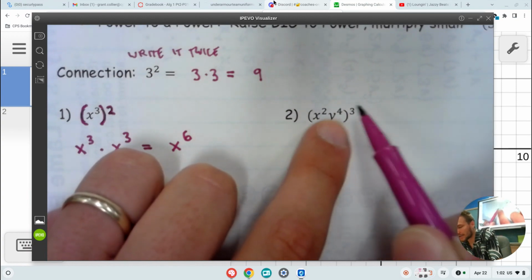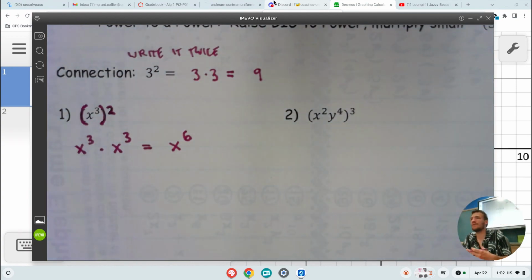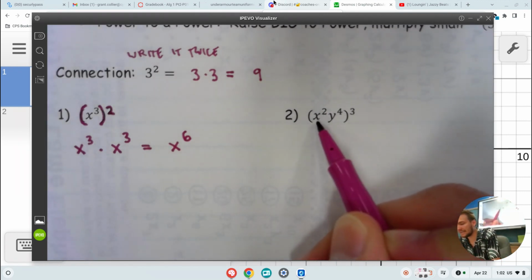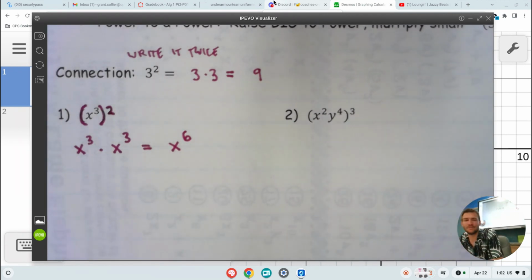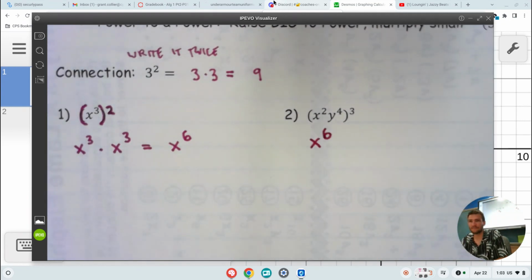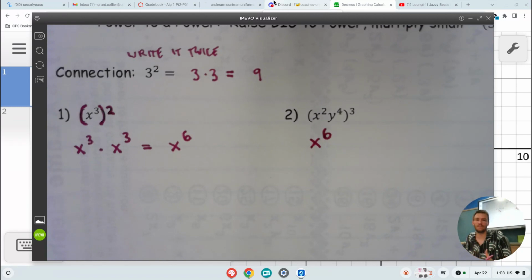X squared cubed. It looks like we need to use exponents to combine 2 and 3, but don't use exponents. Go down a level and just multiply these together. X squared cubed is just 2 times 3 instead, and so we should have x to the power 6. We're basically just using multiplying.